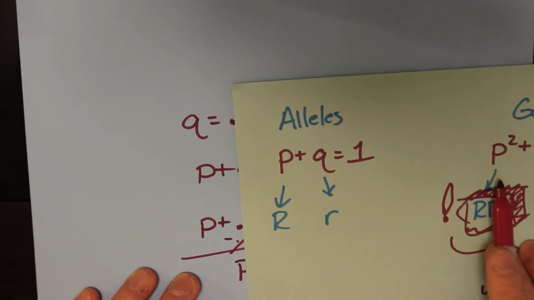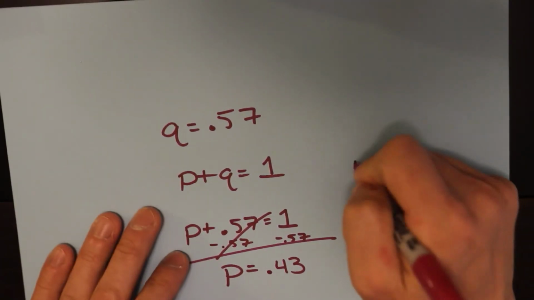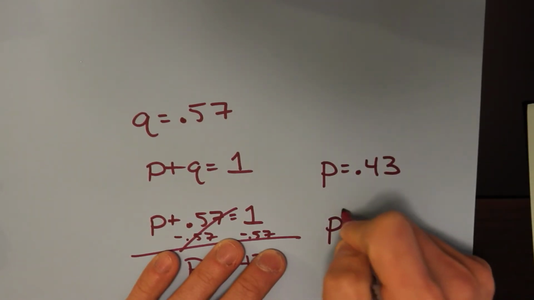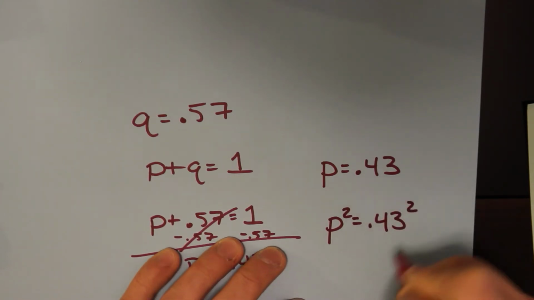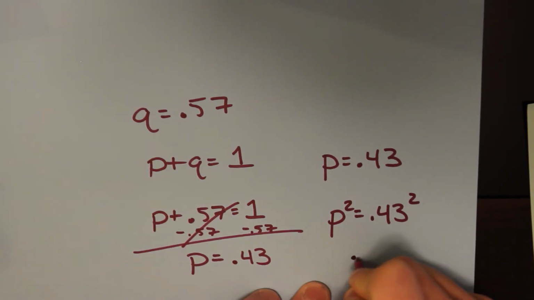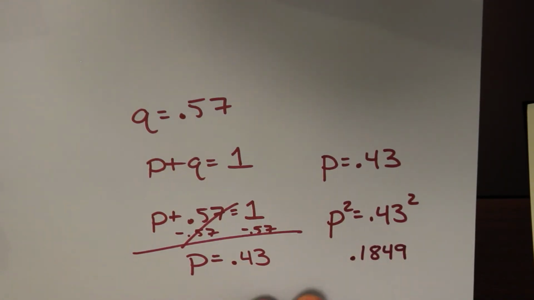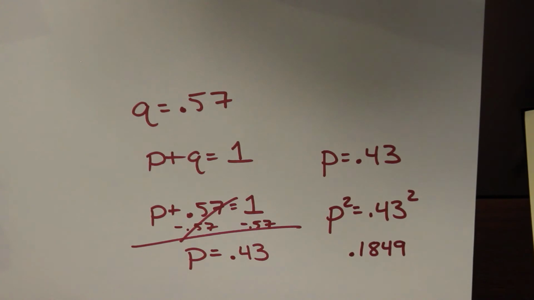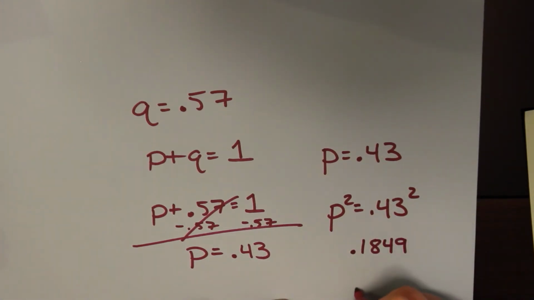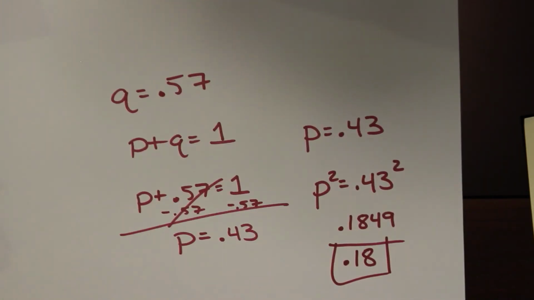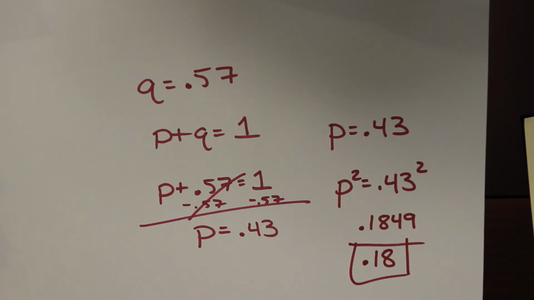So let's go back. All we got to do is square our p. We know that p is 0.43. We just have to square that number. And I got 0.1849, okay? So if we're calculating the frequency, we do not have to put it as a percentage, and that's our final answer. If we want to round it, we could say just 0.18, okay? And that's our frequency for those that are homozygous dominant or homozygous for attached earlobes, right?